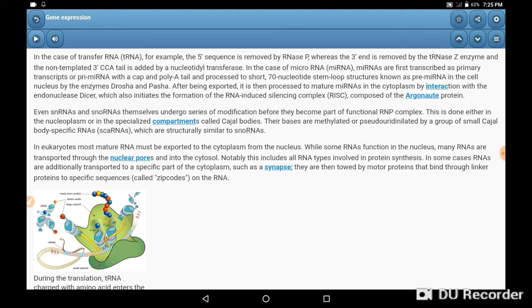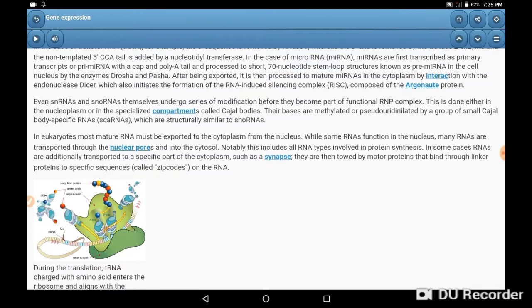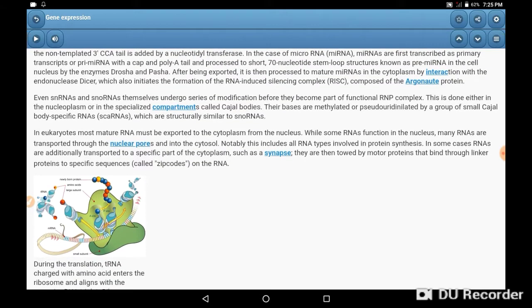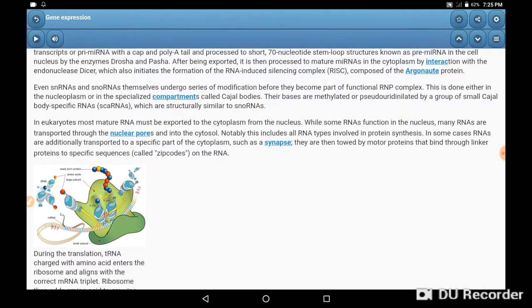Even snRNAs and snoRNAs themselves undergo a series of modifications before they become part of a functional RNP complex. This is done either in the nucleoplasm or in the specialized compartments called Cajal bodies. Their bases are methylated or pseudouridylated by a group of small Cajal body-specific RNAs, scaRNAs, which are structurally similar to snoRNAs. In eukaryotes, most mature RNA must be exported to the cytoplasm from the nucleus.